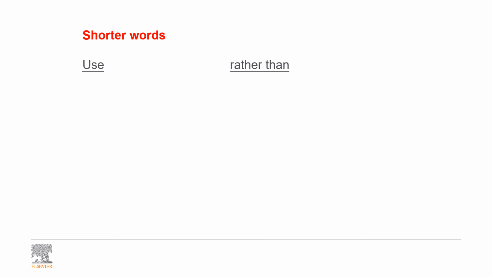Now, towards the end of using shorter words, here are some examples that I've drawn up. It's by no means exhaustive. You can probably add more yourself. I always try to use in rather than within, unless I'm speaking about limits. No need to use upon. On will always do.